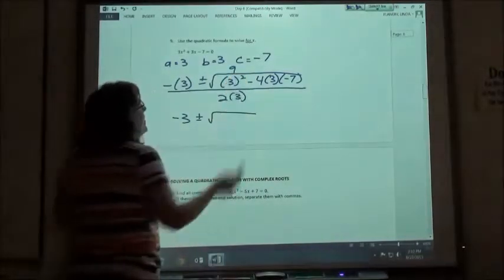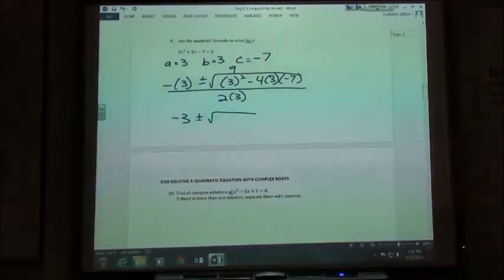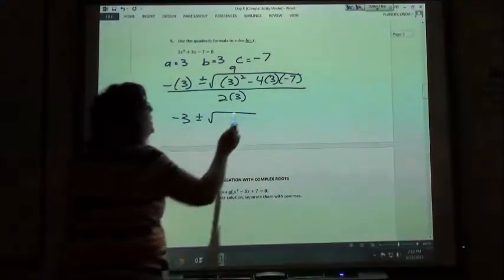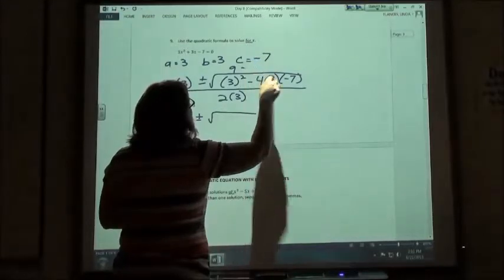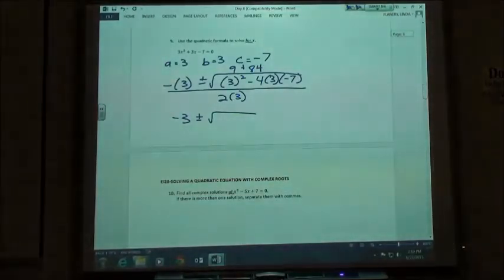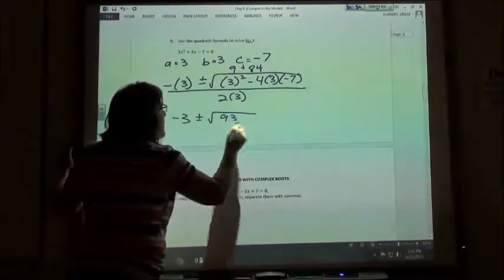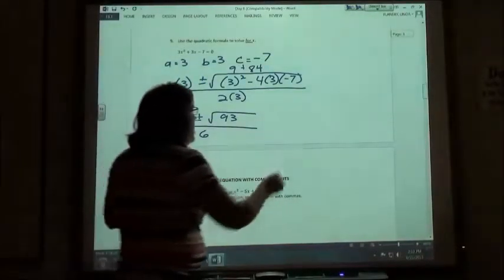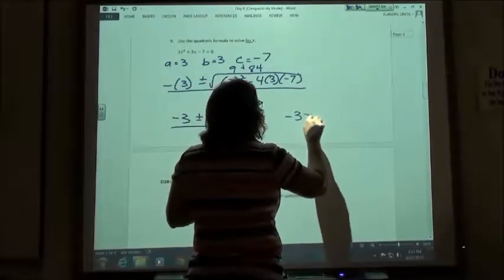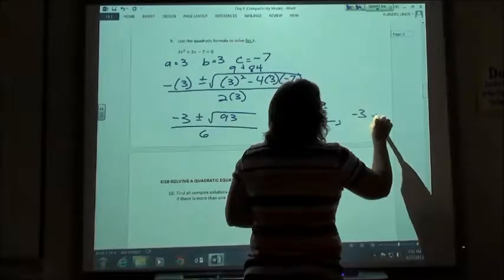3 squared is 9. Negative 4 times 3 times negative 7. 4 times 3 times 7 is 84, and it's going to be negative, positive. Negative times a negative. I was going to say that's in the wrong section if it's a negative, but we have a negative times a negative. So we get a positive 84 plus our 9, so we're going to have 93 over 6. So we have negative 3 plus the square root of 93 over 6, and negative 3 minus the square root of 93 over 6.